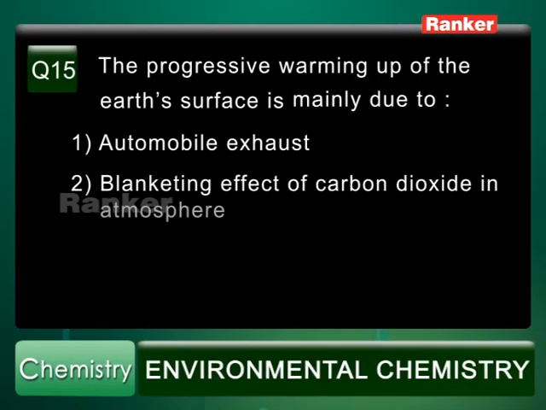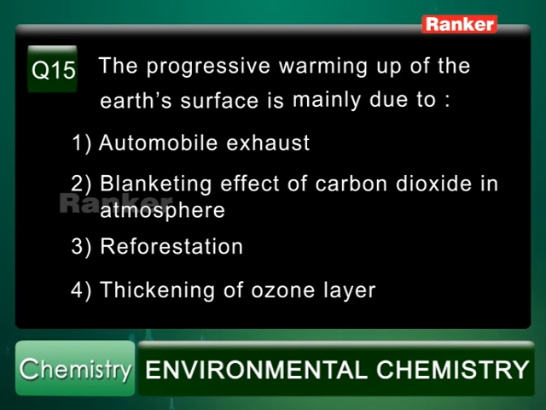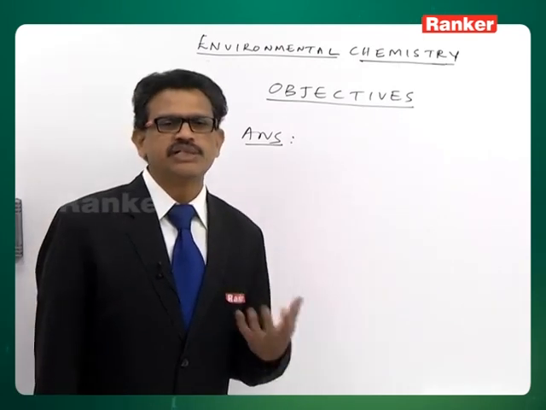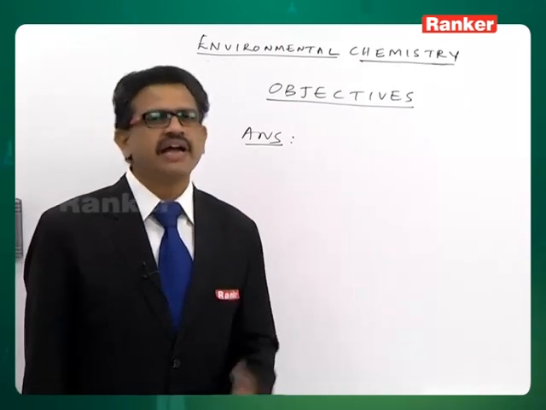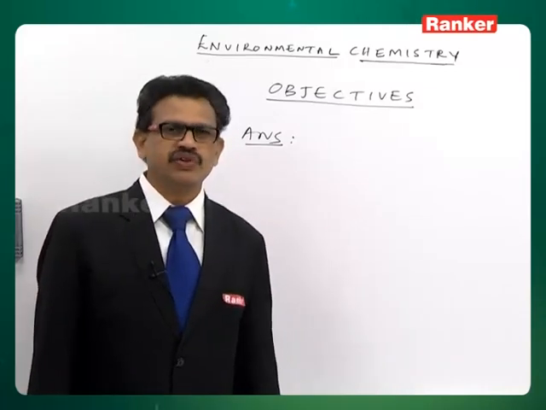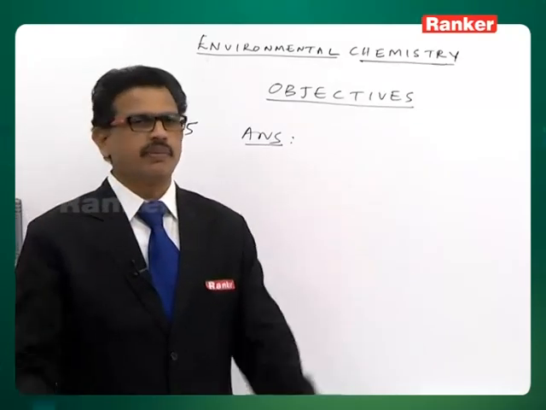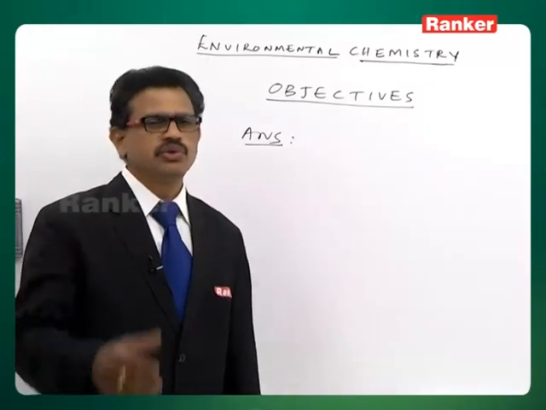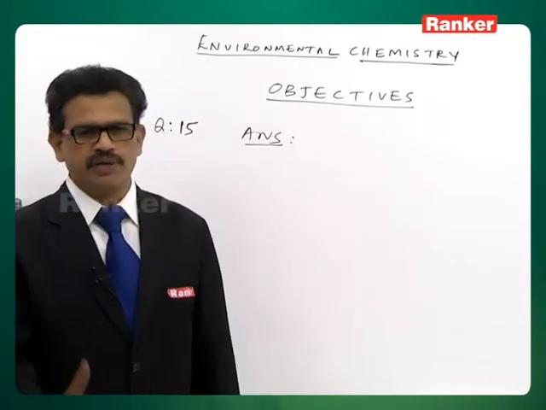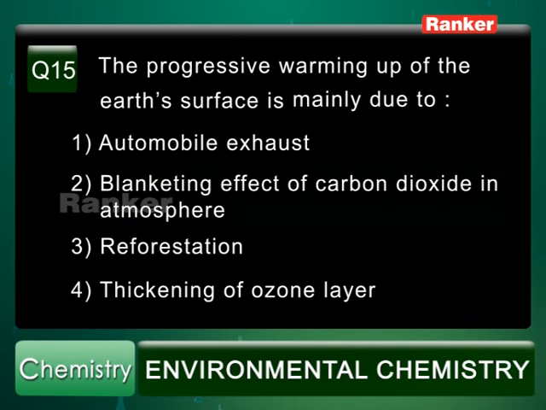The progressive warming up of the earth's surface is mainly because of which option? Number 1, automobile exhausts. Option 2, blanketing effect of carbon dioxide in the atmosphere. Option 3, reforestation. Option 4, thickening of ozone layer. It is mainly because of the blanketing effect of carbon dioxide in the atmosphere. The hot gases cannot leave the atmosphere because of the blanketing effect of carbon dioxide as a layer, like a blanket. So this is causing the greenhouse effect, global warming. So we can go for answer 2 for the 15th question.